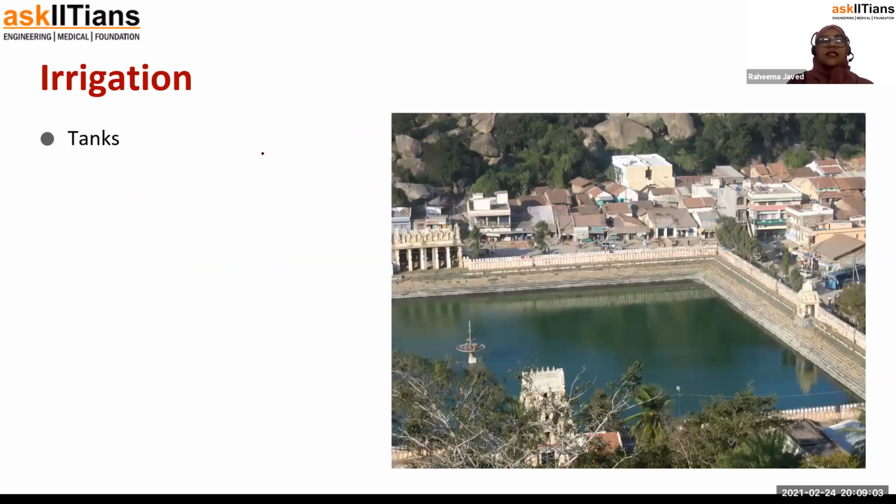Let's move on to tanks. Tanks are nothing but storage reservoirs, and they can store rainwater. They can also store water from any nearby resource, like a river or a lake.